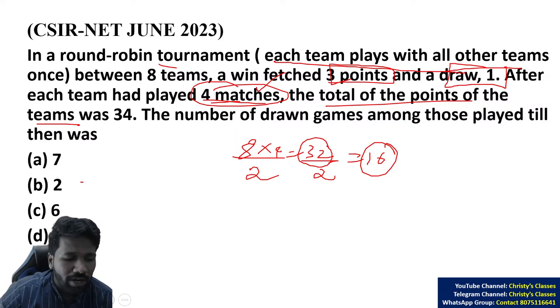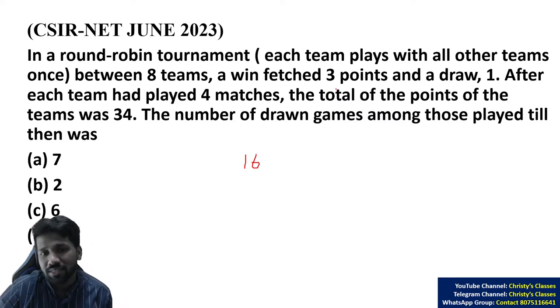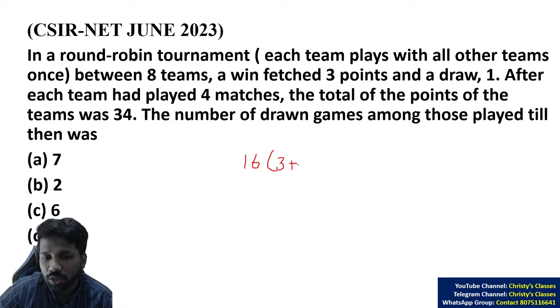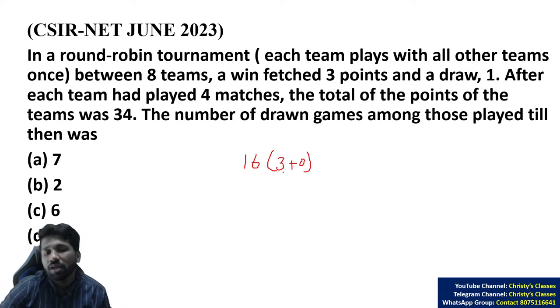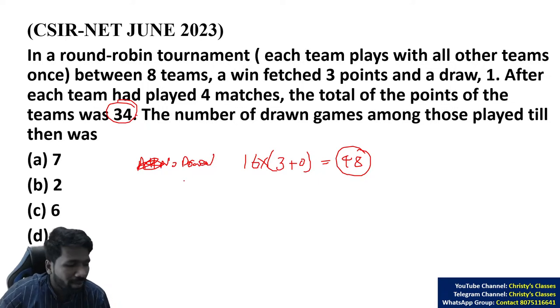Now I will use a technique called the iteration technique. We know there are 16 matches. Suppose in the 16 matches all matches are non-drawn matches, that means every match has zero draws. In such a situation, in every match one team will win and the other team will lose. So 3 plus 0 points both teams together. So 16 into 3 plus 0, means 16 into 3, 48 points total. But the question says total 34 points only, all teams, all matches, all teams together. This is the no draw case.